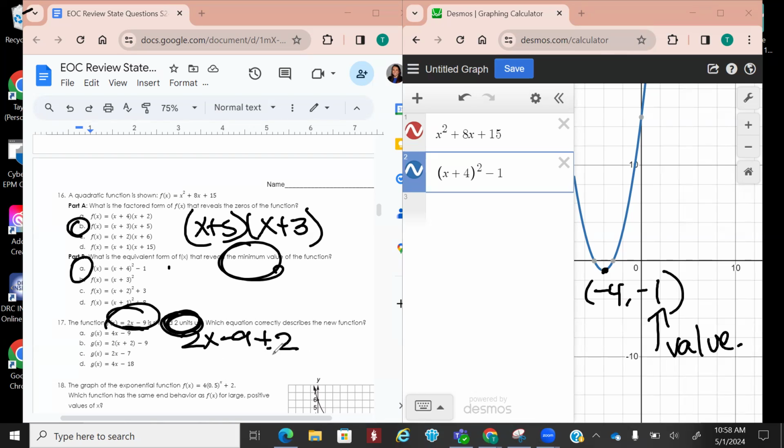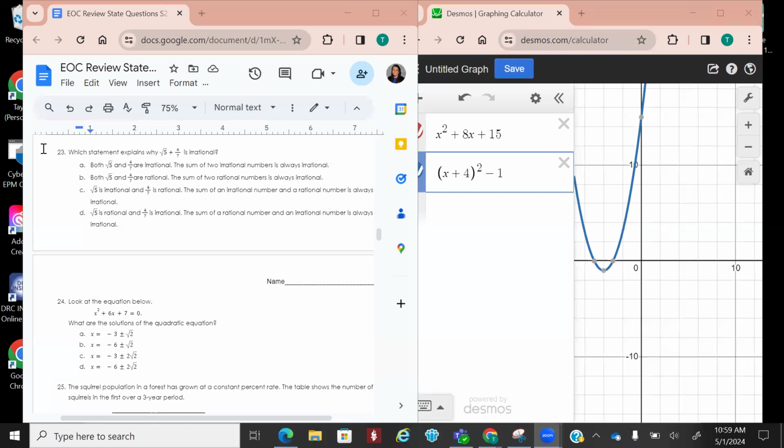What is this equation going to be? Can you simplify this equation at all? What can you add? -9 plus 2. What is that going to give me? What's -9 plus 2? So this is going to be 2x minus 7.